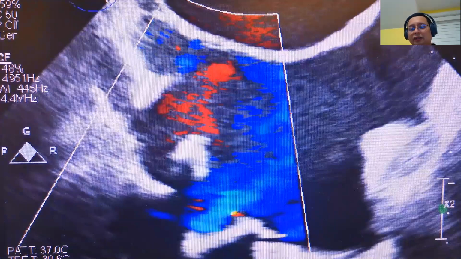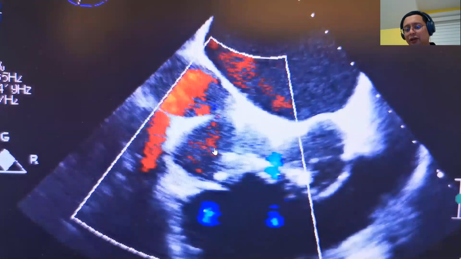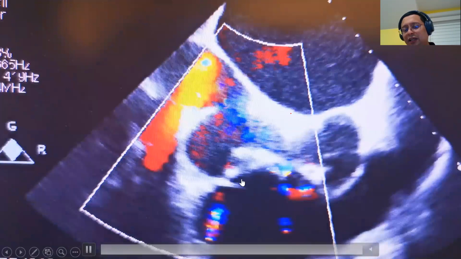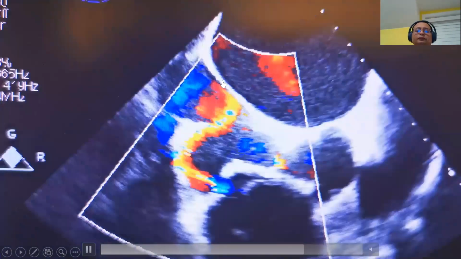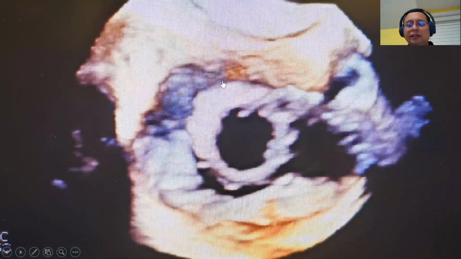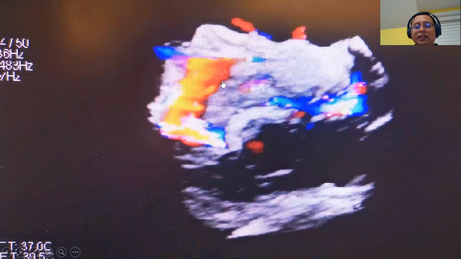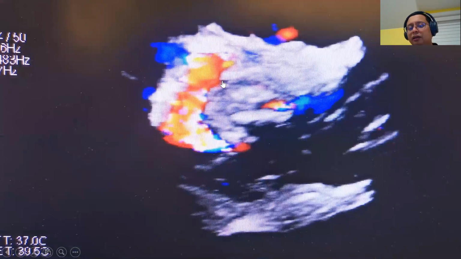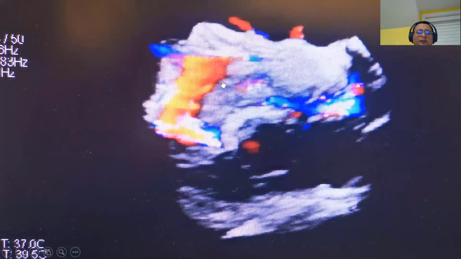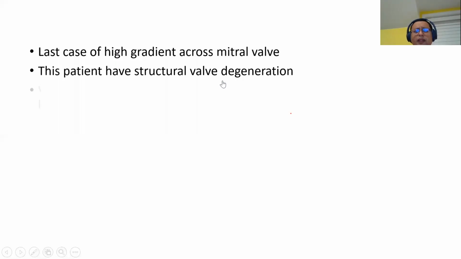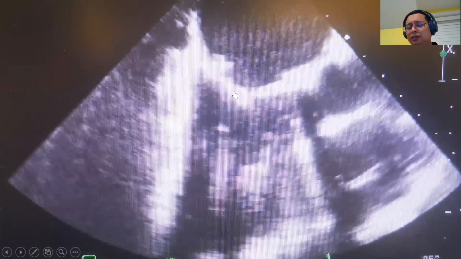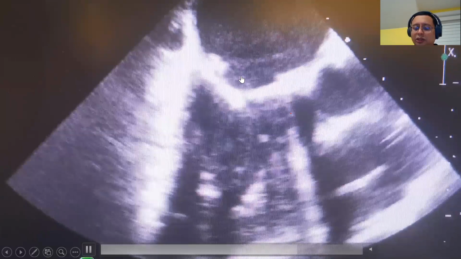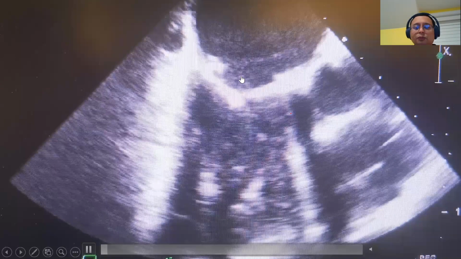So this is another example. This is the same patient, but a different view. Again, you can see the S shape going from perivalvular into the interatrial septum. So this is just a 3D view, showing you where the paravalvular leak comes from. So I think this last case is just someone with structural valve degeneration across the mitral valve. I don't think we need to belabor this one.